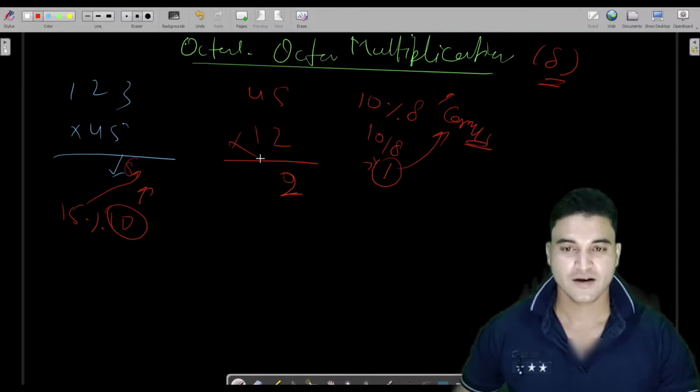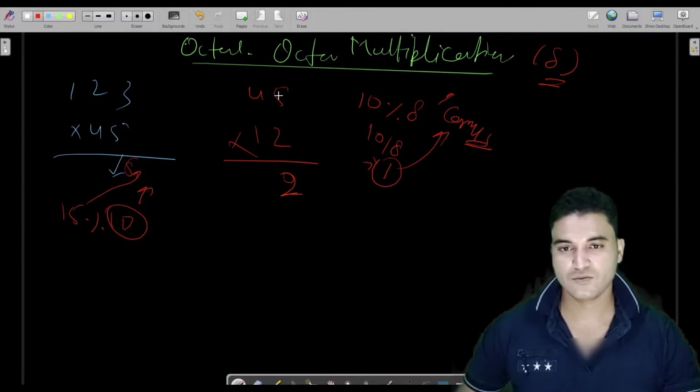So 2 into 5 is 10, 2 is written here and 1 is the carry. Then 2 into 4 is 8, and 8 remainder 8 is 0.